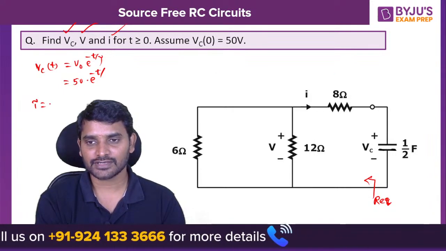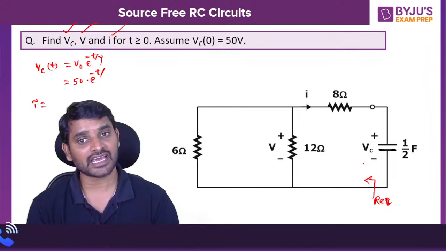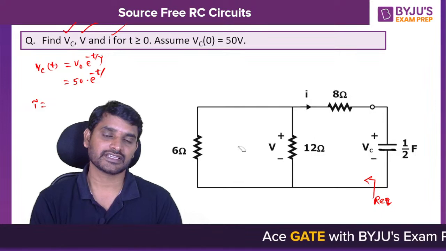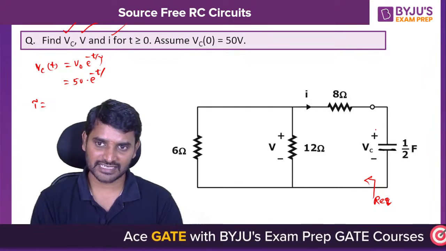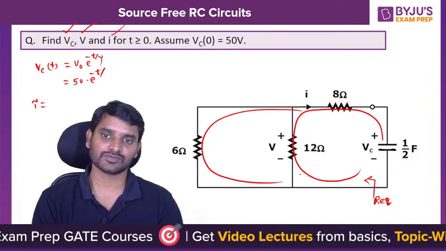Tau is equal to R into C. The R value I need to calculate, and the C value is 1 by 2 farad. Can you tell me what the equivalent R is? 6 and 12 are in parallel. So the capacitor is discharging its energy through 8 ohms and 12 ohms and the 6 ohms also.